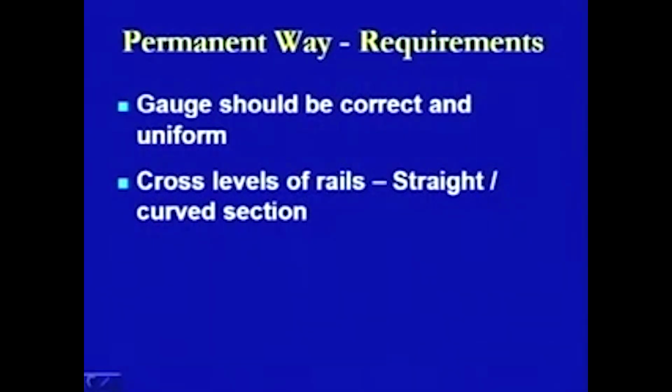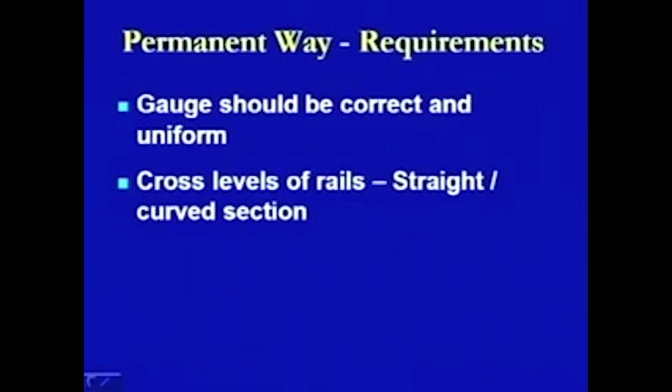Another related aspect is the cross levels of these rails which are being placed at the gauge distance. Here we have two conditions. The one condition is related to the straight track and another condition is related to the curved section. In the case of the straight track, the cross levels of both the rail sections have to be maintained at the same level. Whereas in the case of the curved section, the cross levels will be different, and the cross level of the outer rail with respect to the inner rail will be higher by the value of super elevation. We will take this super elevation, we will discuss the geometrics of the railway tracks.